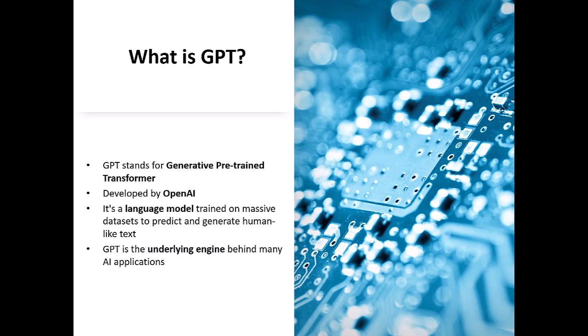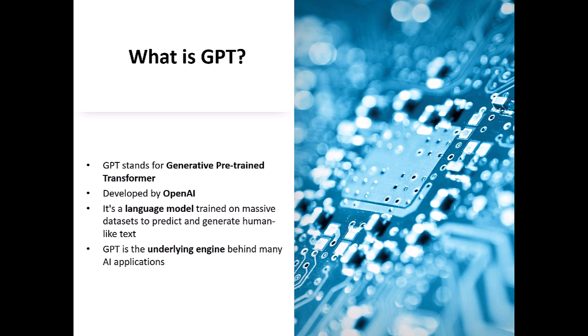First up, GPT. That stands for Generative Pre-trained Transformer. It's an AI language model created by OpenAI that's trained on massive amounts of text. Think books, websites, code, conversations, and more. Its job? Predict the next word in a sentence and do it so well that the result sounds just like something a human would say.